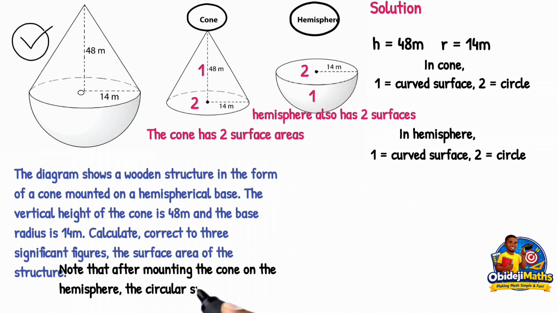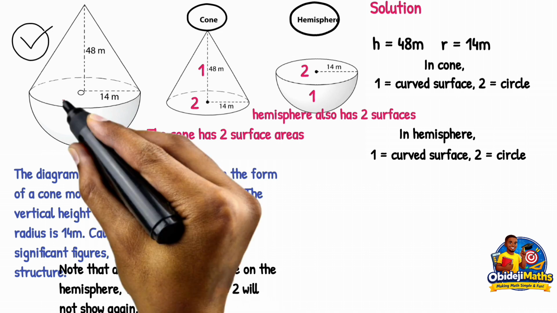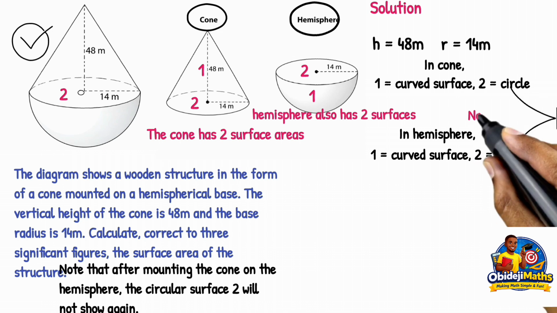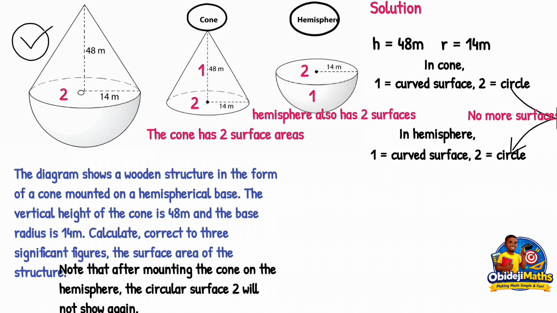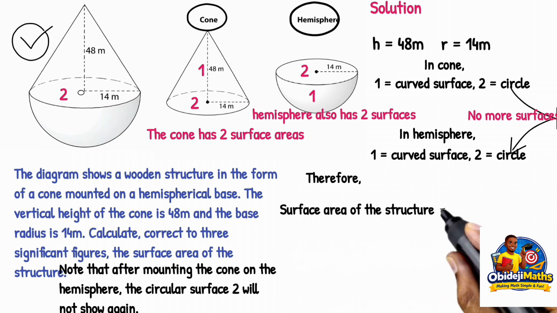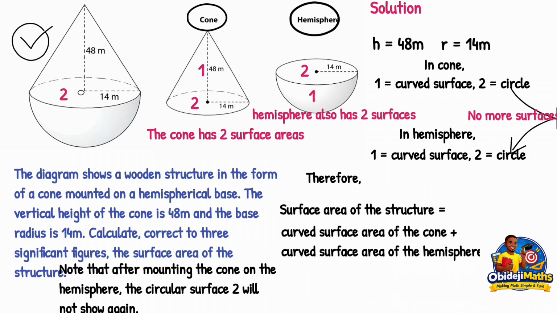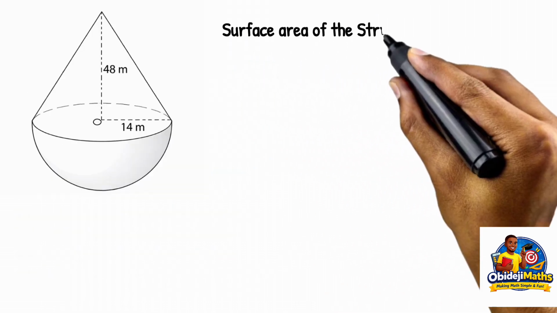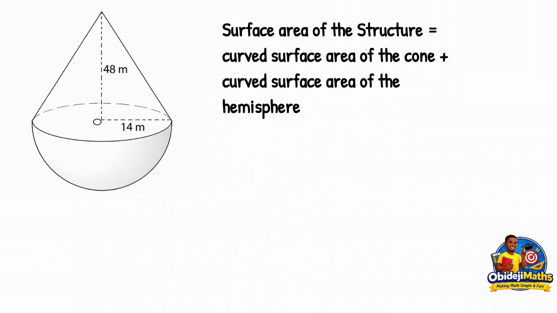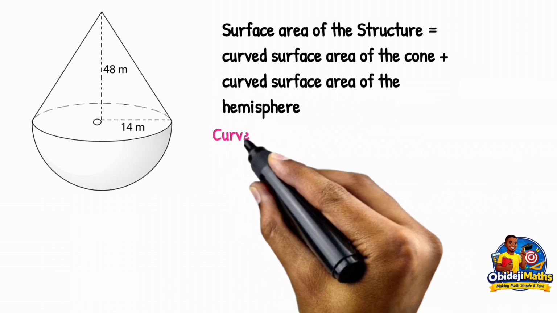Now, place the cone on the hemisphere. You will notice that after mounting the cone on the hemisphere, the circular surface 2 will not show again. Look at that 2. That 2 will not show again after mounting it, which means there is no more circular surface. So we are left with the curved surface of the cone and the curved surface of the hemisphere. Therefore, the formula for finding the surface area of the structure will be the curved surface area of the cone plus the curved surface area of the hemisphere. So that is the formula we are going to use.